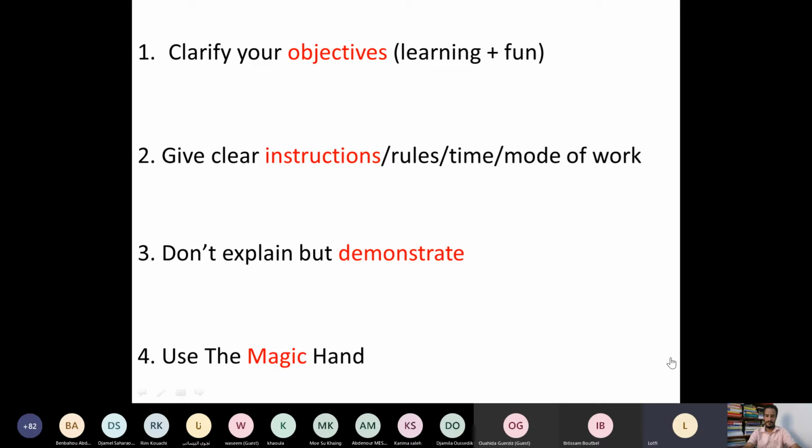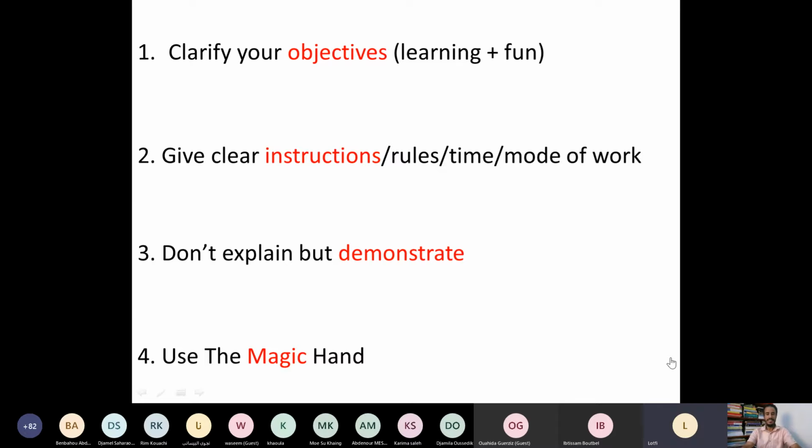That's one of the modes, which is, instead of saying be quiet and you shout, you just say magic hand. That's it. Okay, that's it. Thank you.